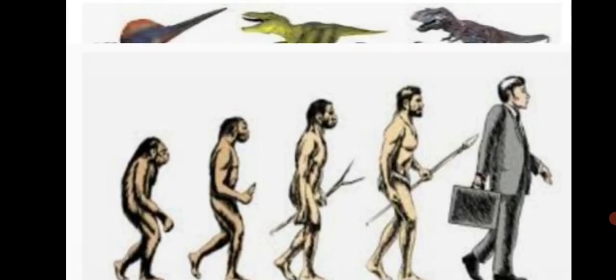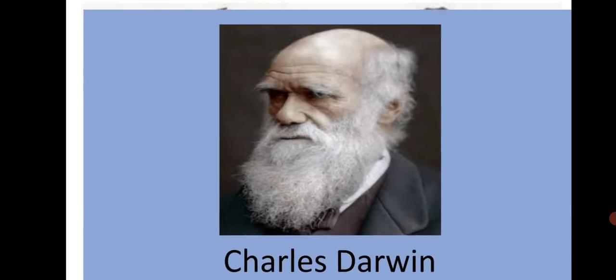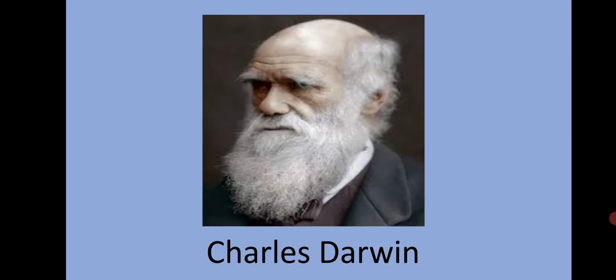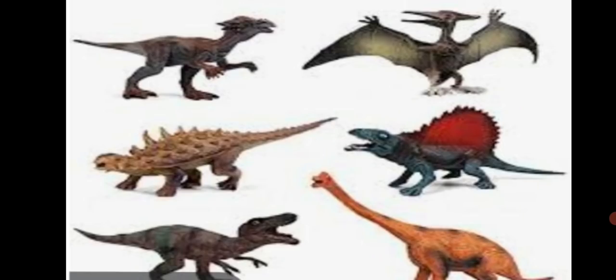Sometimes more than one species evolved from the original one. I mentioned to you that in the case of dinosaurs, more than one species have evolved. The first scientist to give a systematic explanation of the concept of evolution was Charles Darwin. So you can see his picture here. Species which are capable of adapting to environmental changes are able to survive. The ones that cannot do so become extinct in the process of evolution.